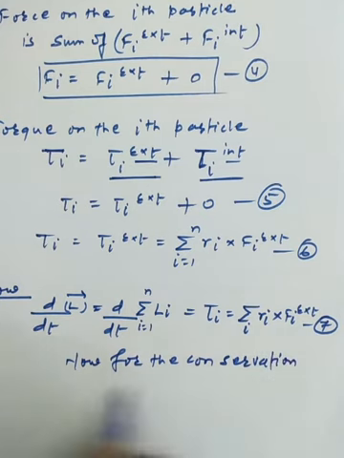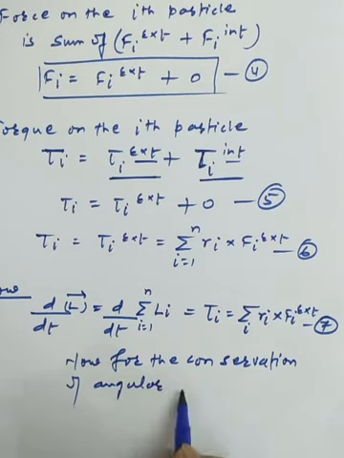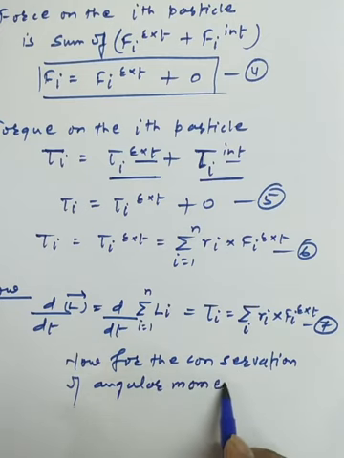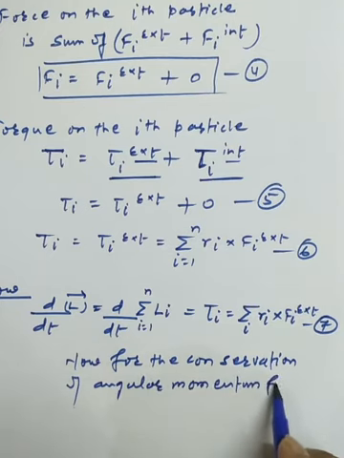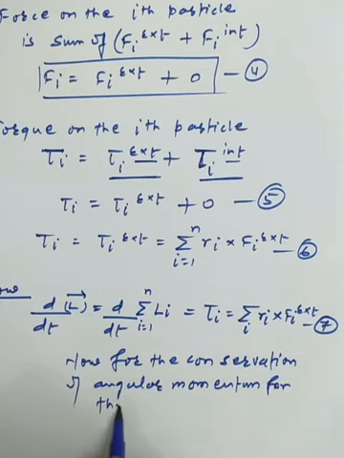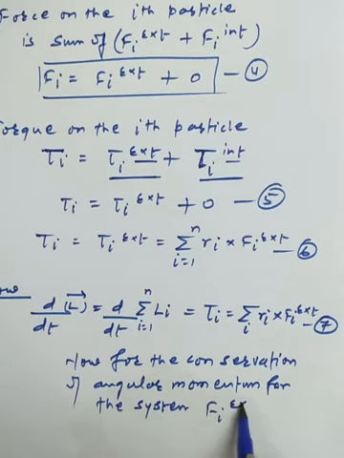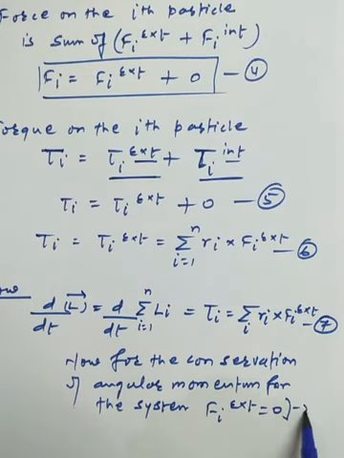conservation of angular momentum for the system, the external force F on the ith particle is 0. So we can simply assume this concept in equation number 7, dear students.